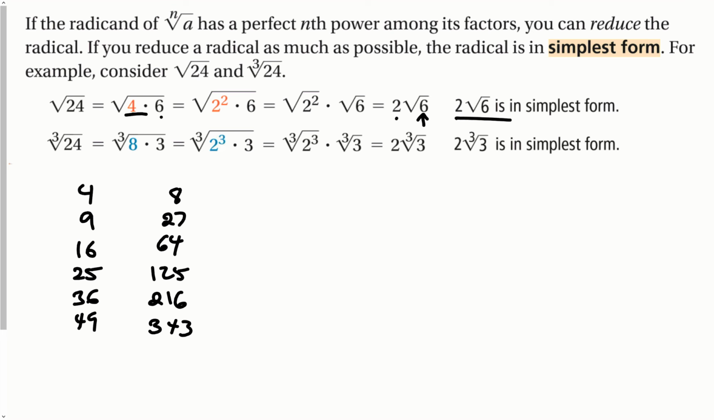Okay, so the largest perfect cube that goes into 24 is 8. The cube root of 8 is 2, and now the 3 is left over. So 2 cube root 3 is the cube root of 24 in simplest form. Okay, so you're going to have to work with these things in order to figure out how they simplify.